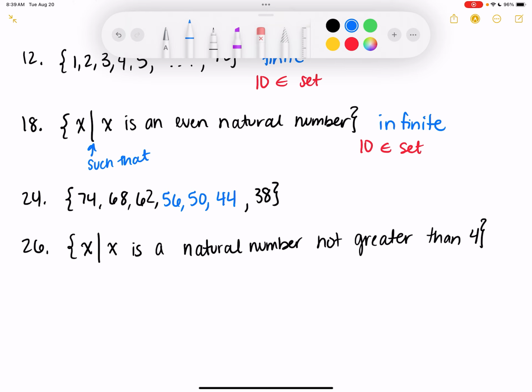0 is not a counting number. It would be an integer. So if it said integers not greater than 4, you would have to go all the way out to negative infinity, and that would just be a lot. But we only include 0 if it's integers or something like that. So this would be the set of 1, 2, and 3.